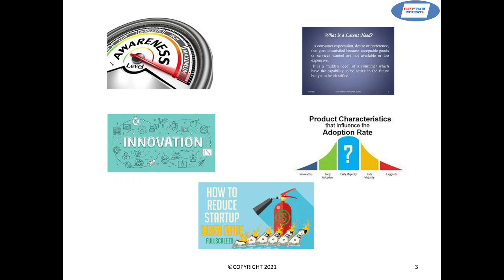So those were the five key areas for growth for small businesses: building awareness, creating and contributing to the latent need that the customers will have, continuously innovating your product or services, building and increasing the adoption rate, and reducing the burn rate. Those were the five elements as far as I'm concerned, and as far as what I understand, what I have done in the past for my businesses.